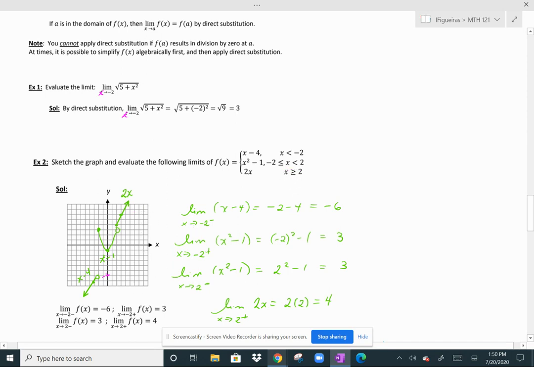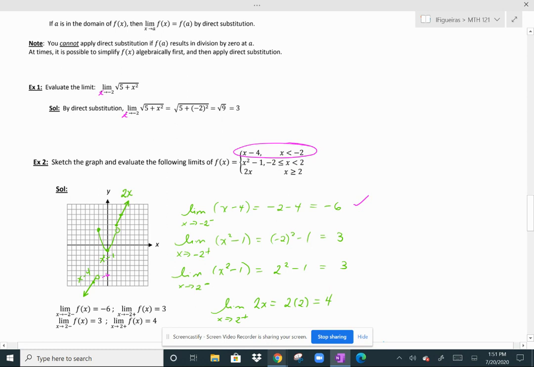So the limit as x approaches -2 from the left. Okay, so that means you're looking at this part of the graph. Since that's a linear function, you can apply direct substitution. Under normal circumstances, x minus 4 has no restrictions on domain. So by direct substitution, you get that the limit value is -6, which, by the way, is that open circle right there. So that's your limit value from the left of -2.